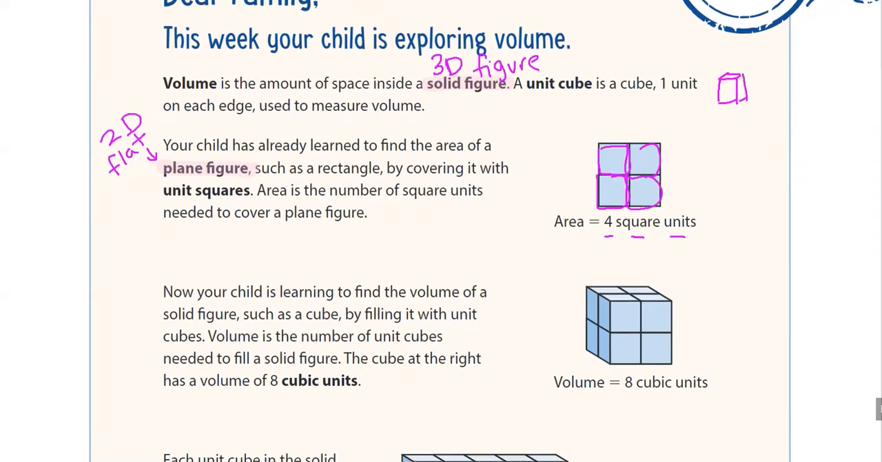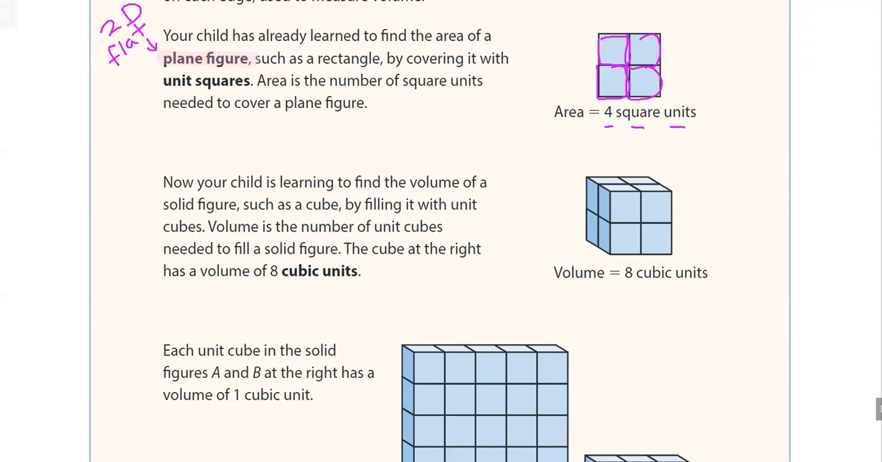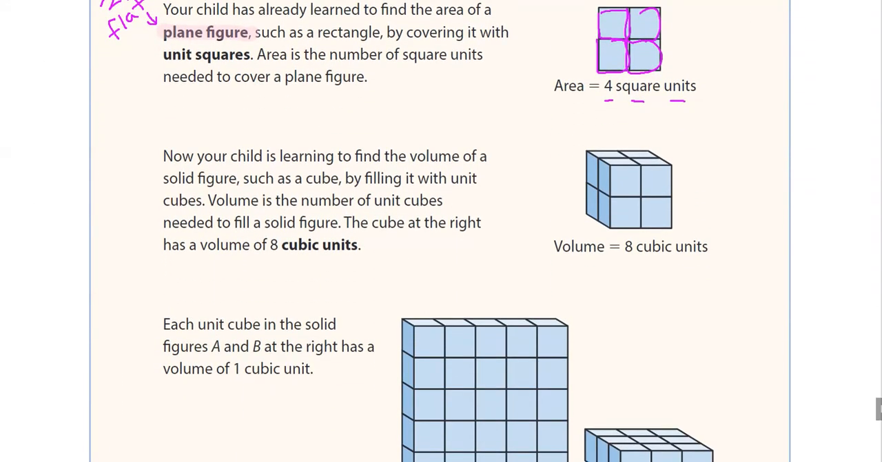Now we're going to step it up. We're going to go 3-dimensional. So we're learning to find the volume of a solid figure. Did it say solid up here? Yes, solid figure. Let's highlight that again so we remember. Solid figure, such as a cube. So up here we were doing a rectangle. Down here we're doing a cube. By filling it with unit cubes. Volume is the number of unit cubes needed to fill a solid figure. The cube at the right has 8 cubic units, so it's literally 8 cubes. 1 cube, 2 cubes, 3 cubes, 4 cubes, 5 cubes, 6 cubes, 7 cubes, and then there's an eighth one down in this corner right here. So 8 cubic units to make that.